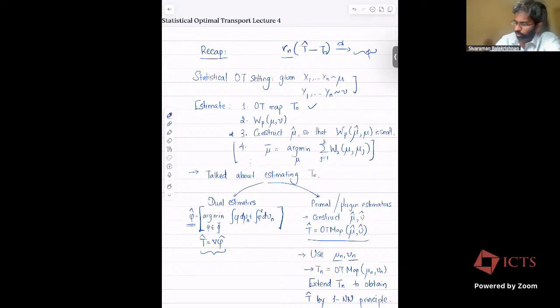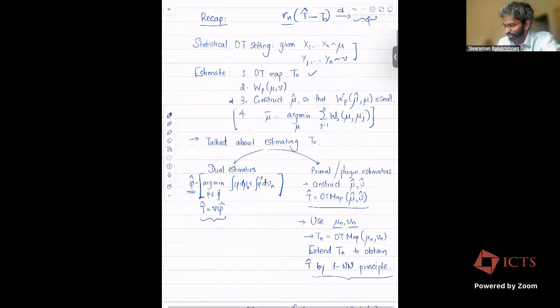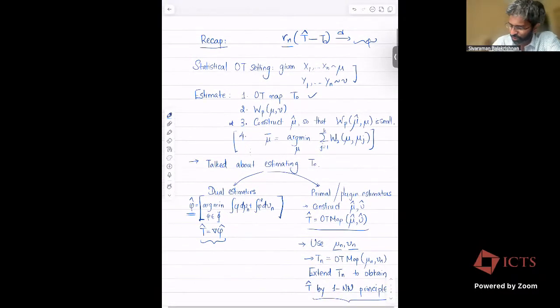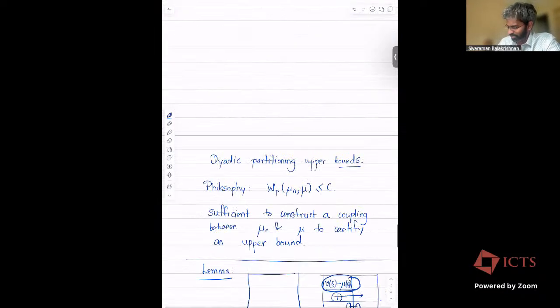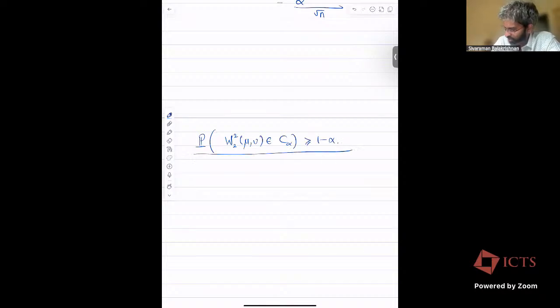Maybe inference is a loosely used term, but one thing I could say is I want to construct some sensible interval, a confidence interval. Let's say we do it for the Wasserstein distance. The probability that the Wasserstein distance between mu and nu is in my set C alpha is at least 1 minus alpha. So this is a confidence interval for the Wasserstein distance. I want to construct, using samples, some set C alpha.